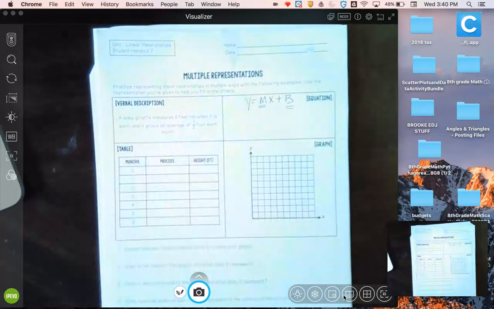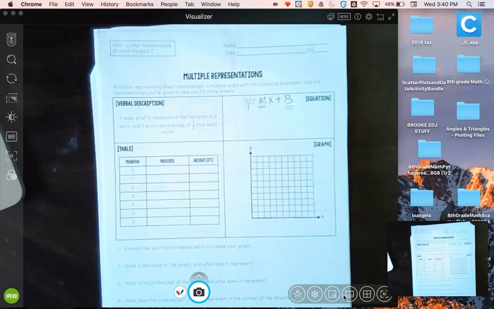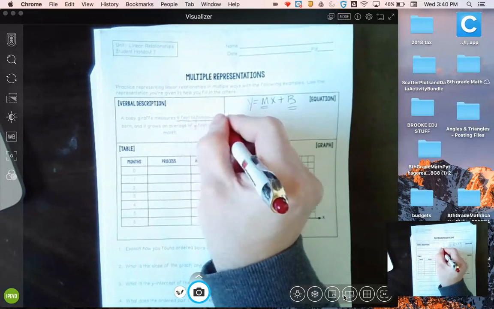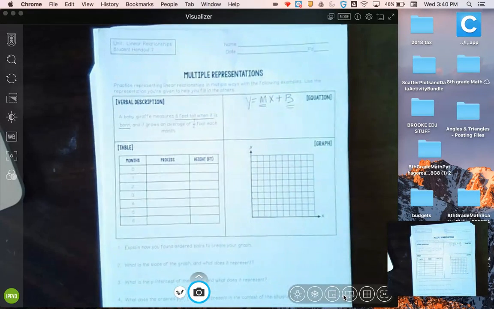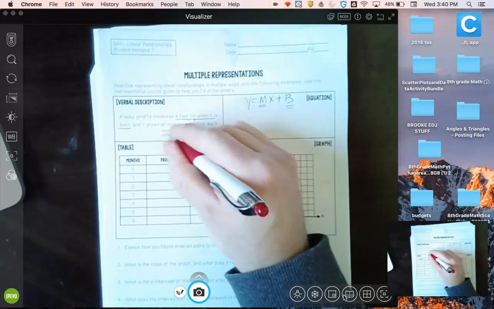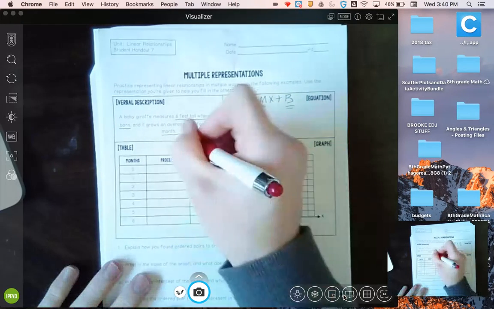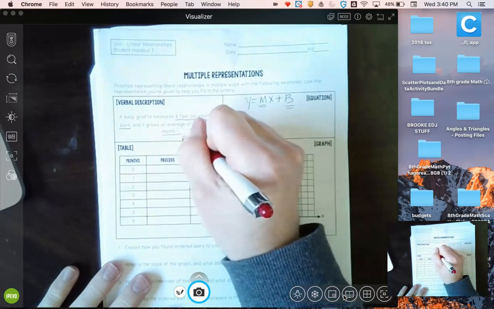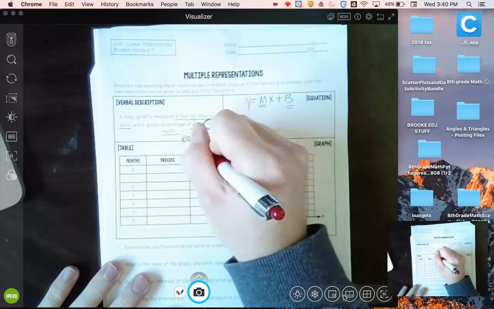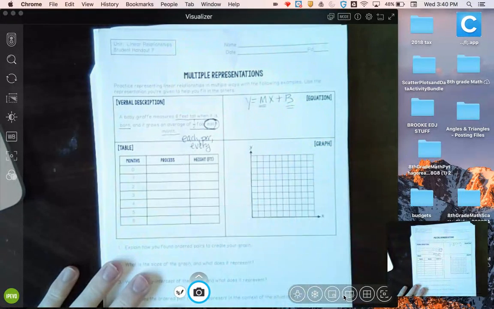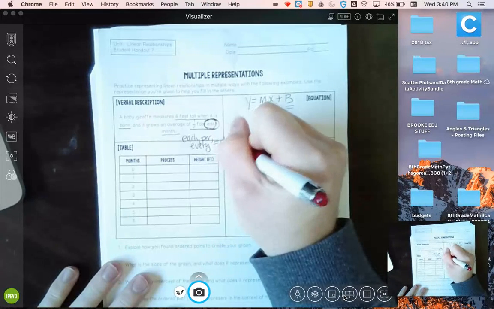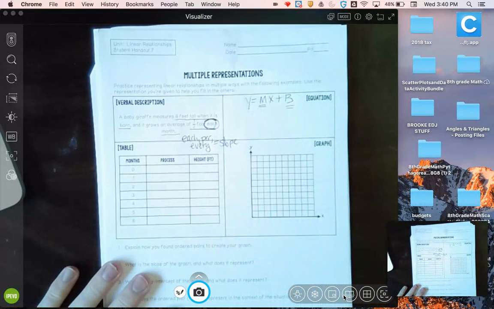So we're going to read this part right here. It says a baby giraffe measures 6 feet tall when it is born. So think about it. When you're born, you're 6 feet tall. Oh my gosh. And it grows on average a half a foot each month. Now this word each is important. Circle that word each, because words like each, per, every, those words mean slope. Those mean change.